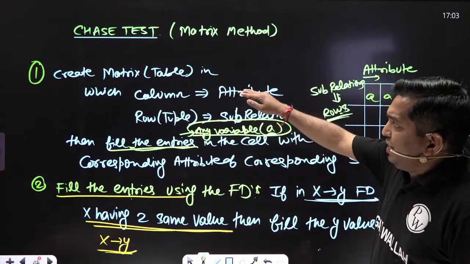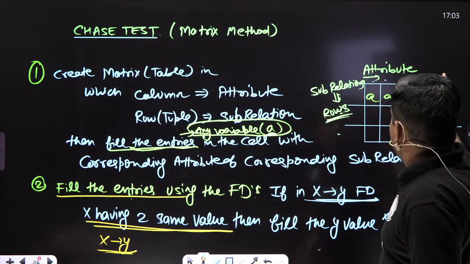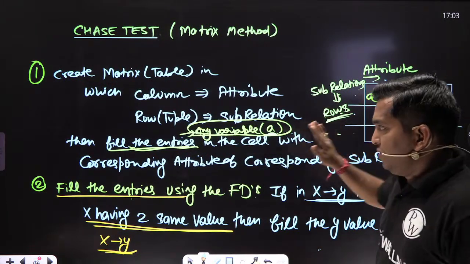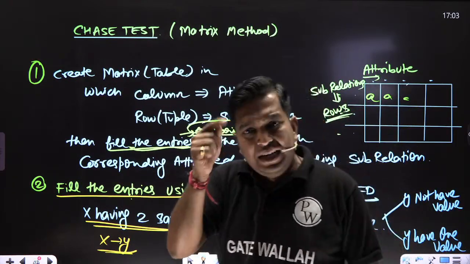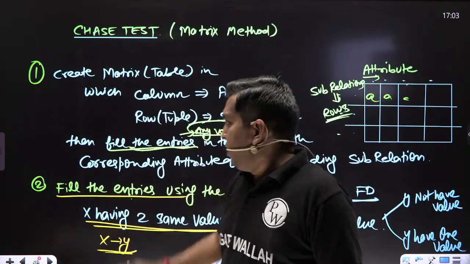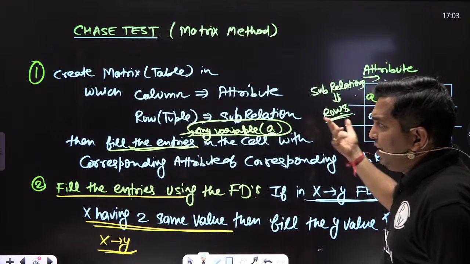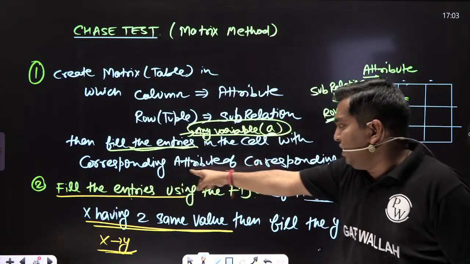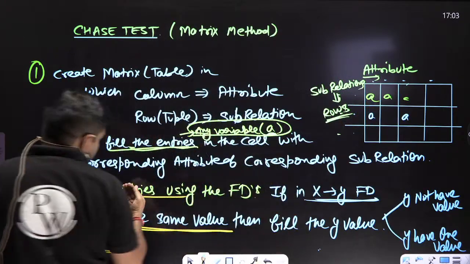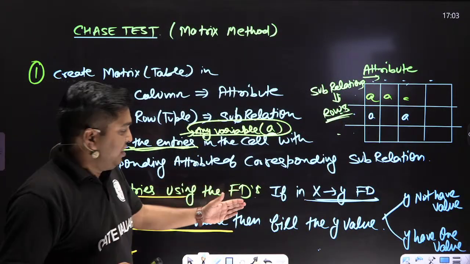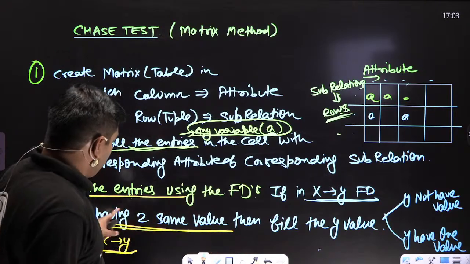First of all, we create a matrix in which columns represent the attributes and rows represent the sub relations. Then we fill the entries with any variable; here I am using variable a. Where I fill a, it is where the sub relation has the corresponding attribute. Then I try to fill the entries with the help of the given FDs, X tends to Y.